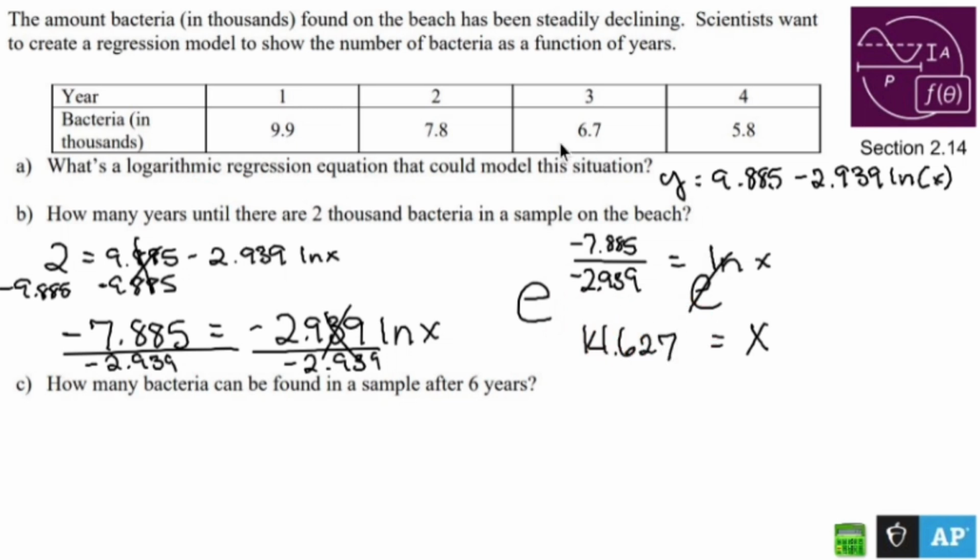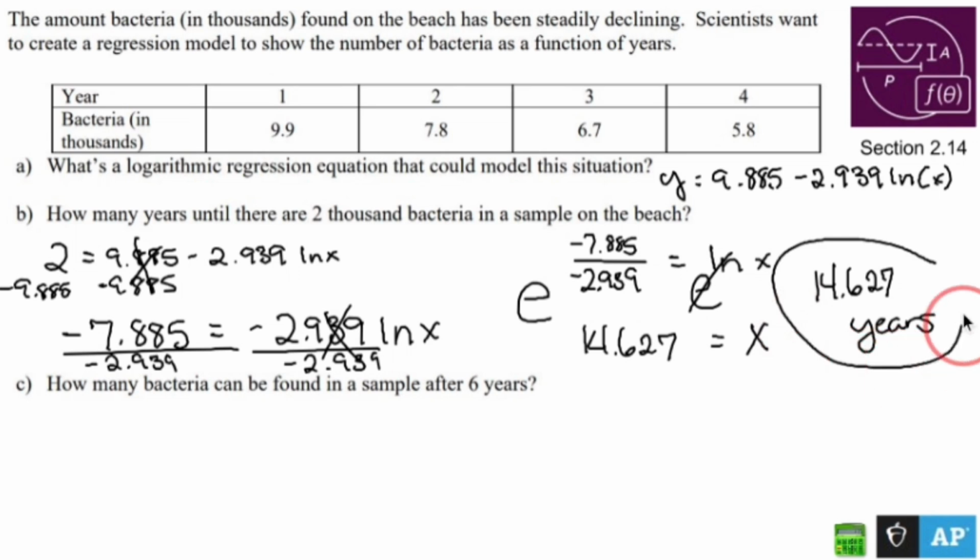14.627, which means how long will it take? 14.627 years. So I don't know, somewhere in June? Pretty unpleasant. C is a lot more pleasant because now all I have to do is just plug in 6.